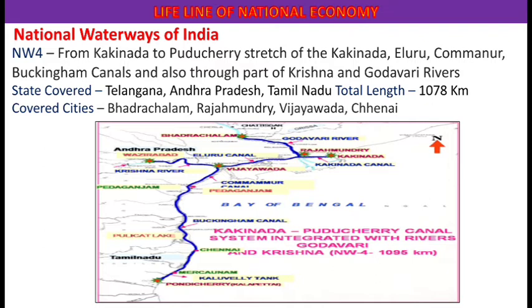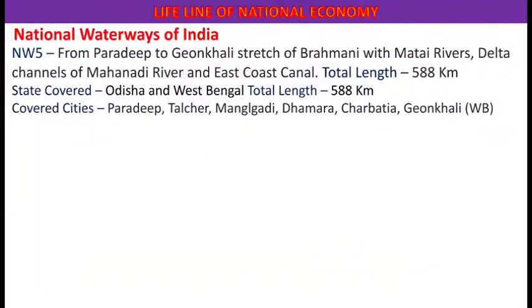River. It passes through 3 states, Andhra Pradesh, Telangana and Tamil Nadu, with some major cities starting from Kakinada, Bhadrachalam, Rajahmundry, Vijayawada, Chennai to Puducherry. The total length is 1078 km.